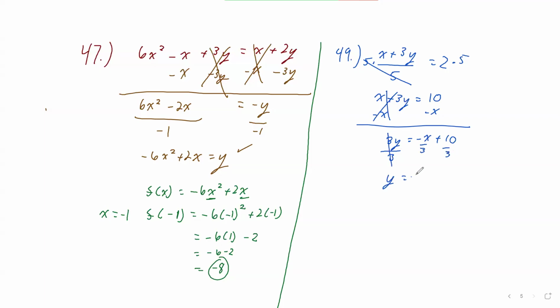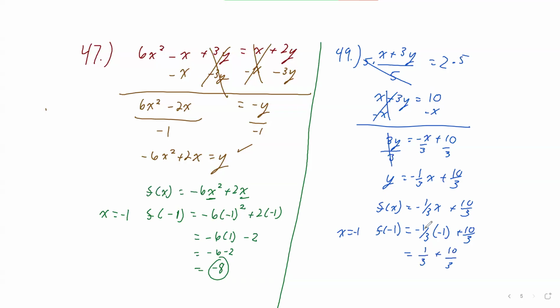So when I rewrite this, I get -1/3 x plus 10/3. And again, I can look at that. That is my y. So then my answer would be f of x equals -1/3 x plus 10/3. And now I can look for what is x equals -1 by writing f of -1. So in this case, that'd be -1/3 times -1 plus 10/3. So that gives me 1/3 plus 10/3, because that's what -1/3 times -1 is. And I get 11/3. All right, so hopefully, again, that was pretty straightforward.